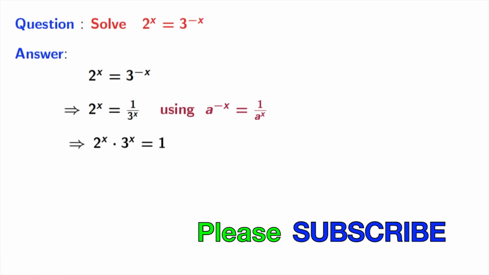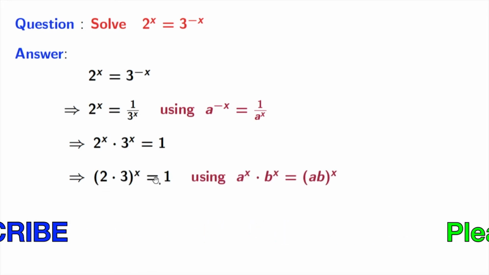Now after cross multiplication we have 2 power x times 3 power x is equal to 1. Now we will rewrite it as 2 times 3 power x equal to 1. Here we have used this rule, that is a power x times b power x is equal to ab power x. Here a is 2 and b is 3.